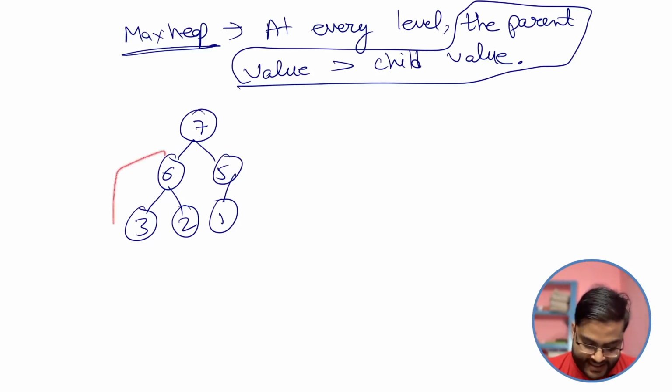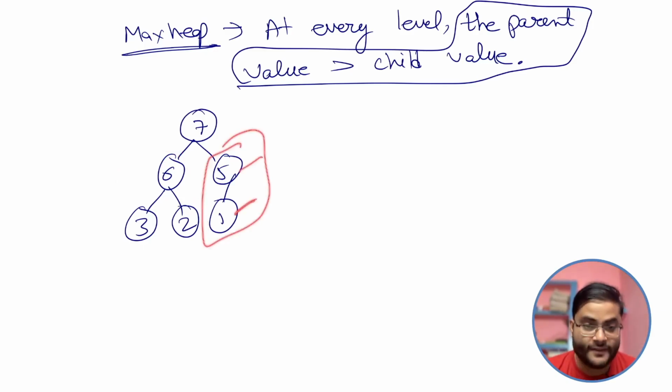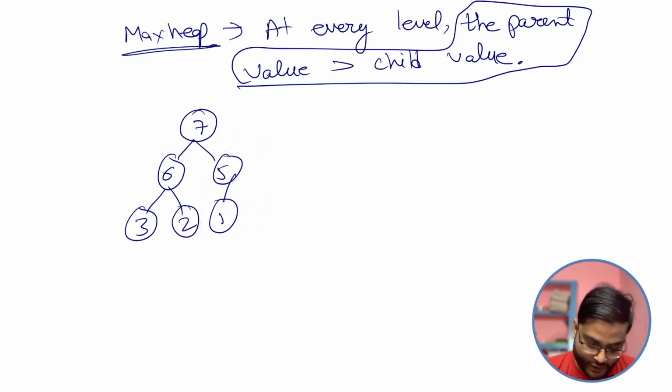So this level follows the property of max heap. So let's see at this level. At this level, 3 is a child of 6 and 3 is less than 6. So this fulfills the property. Now come to 2. So 2 is a child of 6 and 2 follows the property of max heap. So this is also satisfied. Now come to this. 1 is a child of 5 and 1 is less than 5. So this also follows the property of max heap.